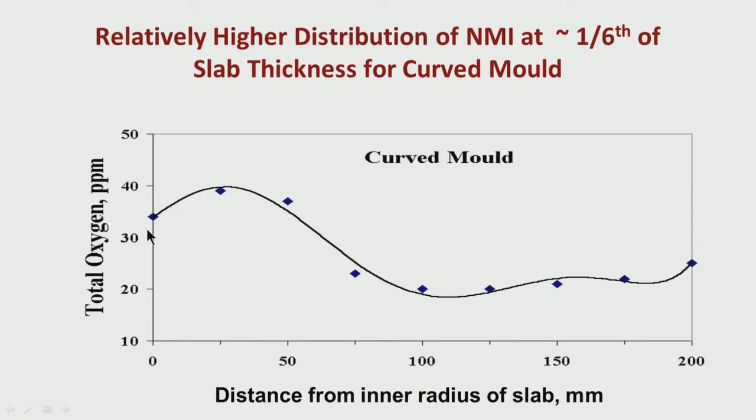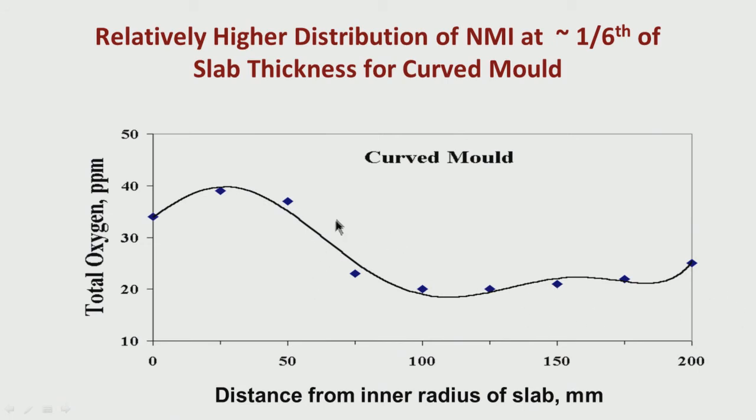But here you see certain areas where we have more inclusions. That means, when you process this slab, it has been found that the surface near the inner radius will have more defects. More surface defects will be generated here, because the level is about 35 to 40, which is very high compared to a level of say 20.